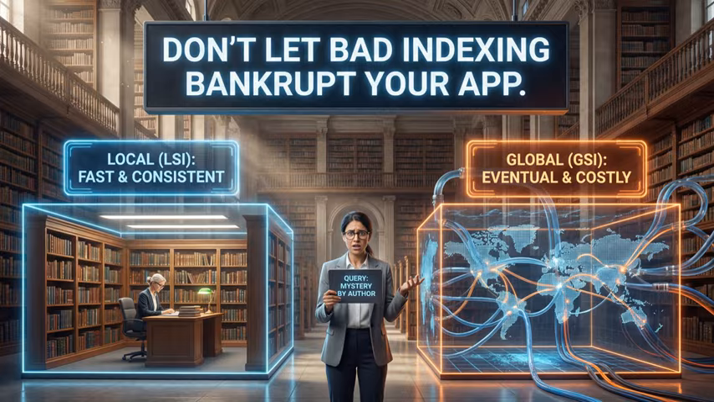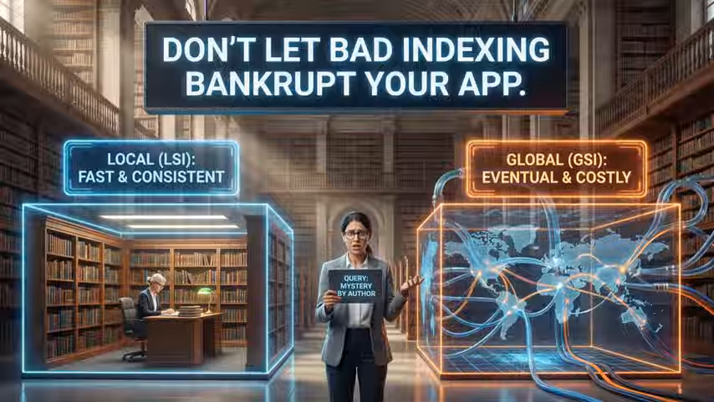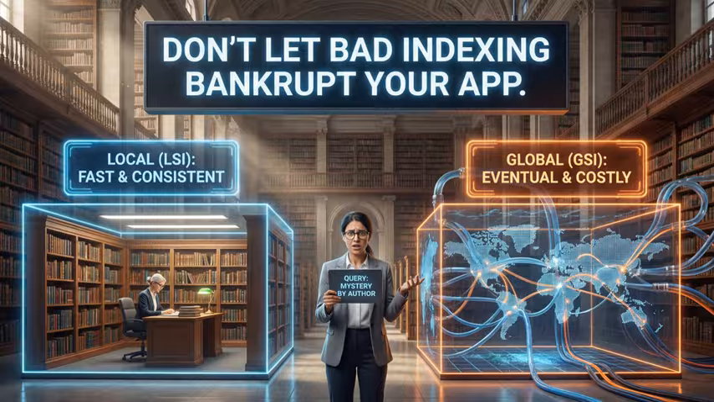Your global investigator might be a bit behind on the latest updates. If a new book arrives in the library, the global catalog might take a second or two to catch up and list it. In DynamoDB, if you query a GSI immediately after a write, there's a slight chance you won't see the new item yet. Under normal conditions, the delay is tiny fractions of a second, but it could be longer in rare cases. For most applications, that's fine.